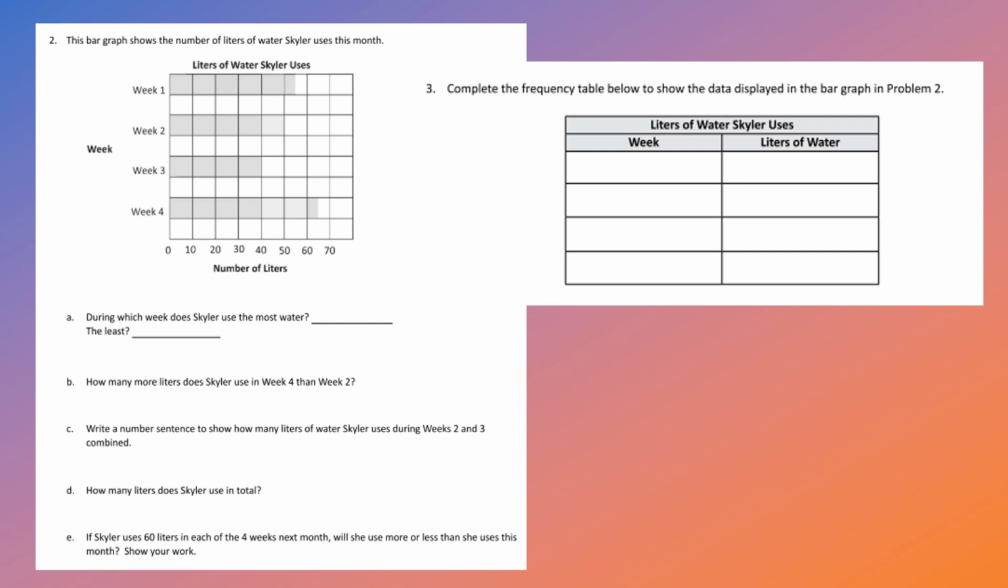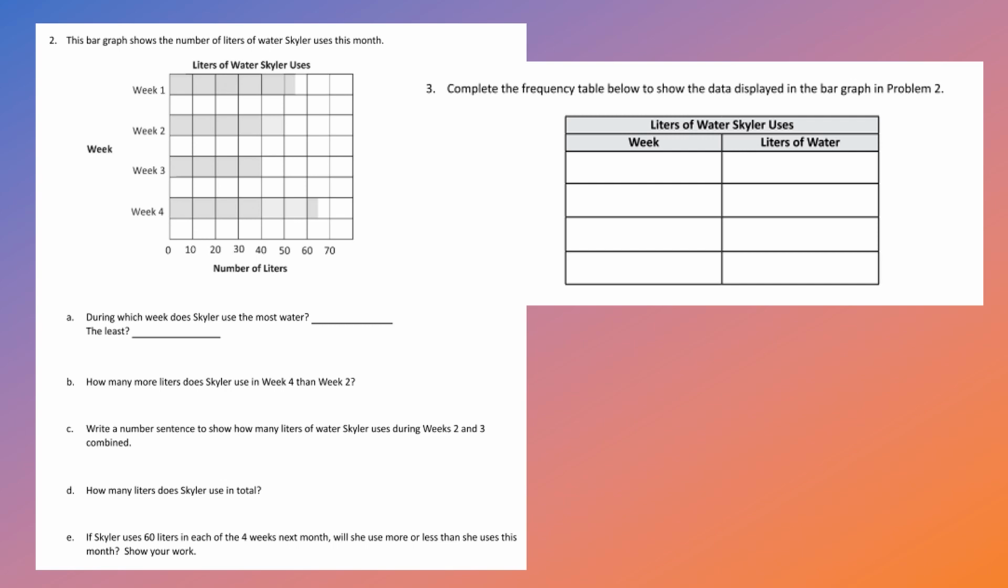It says this bar graph shows the number of liters of water Skylar uses this month. Now, the title of this bar graph is Liters of Water Skylar Uses. On the left side, you see weeks. Week 1, week 2, week 3, and week 4. At the bottom, you see the number of liters. Now, that's your scale. The scale shows that we're counting by tens. 10, 20, 30, 40, 50, 60, 70.